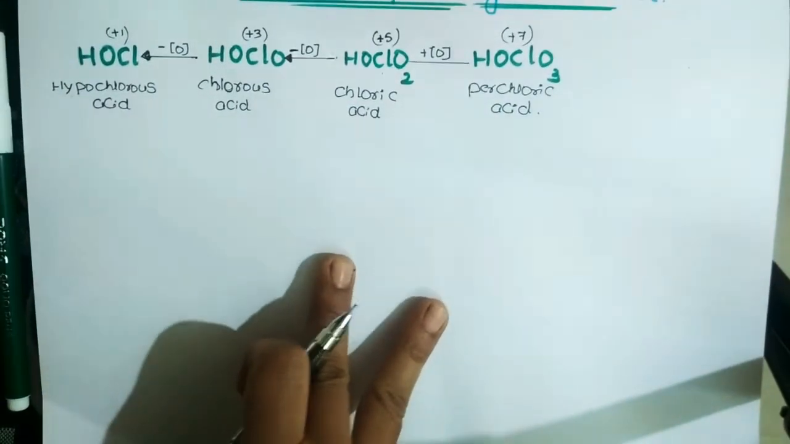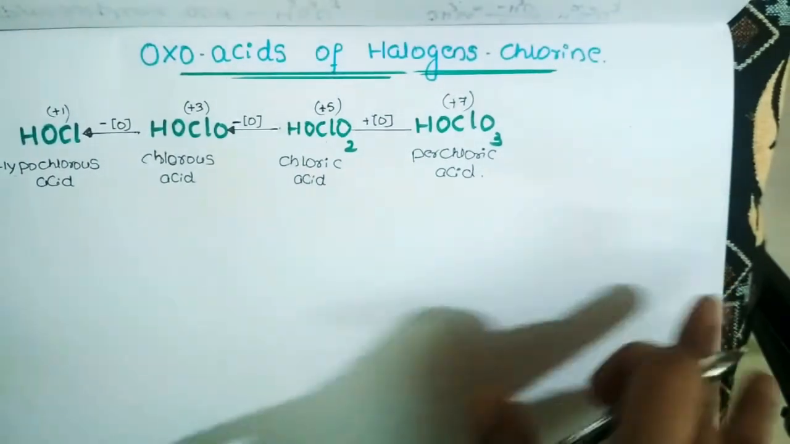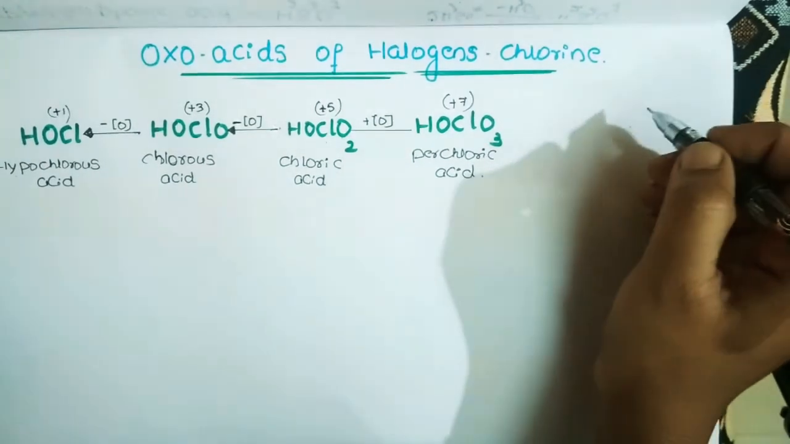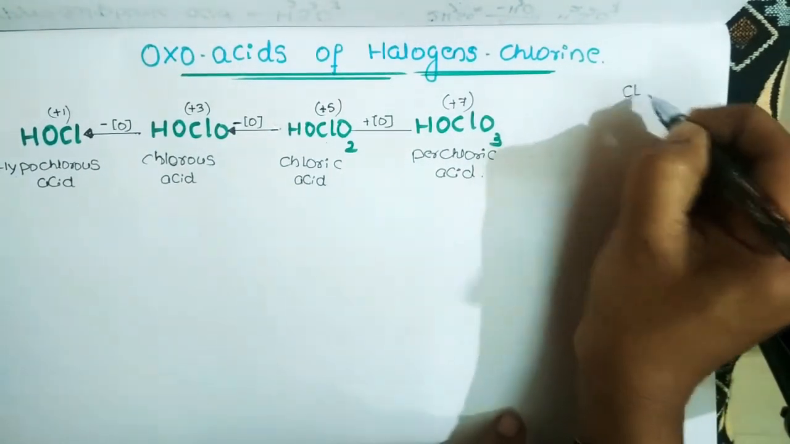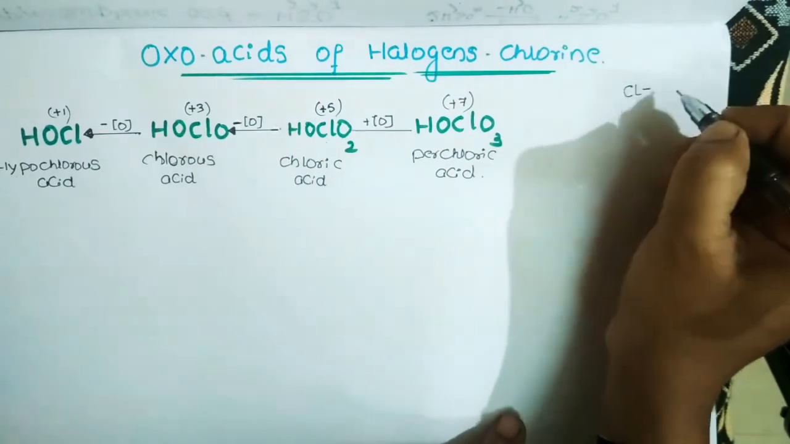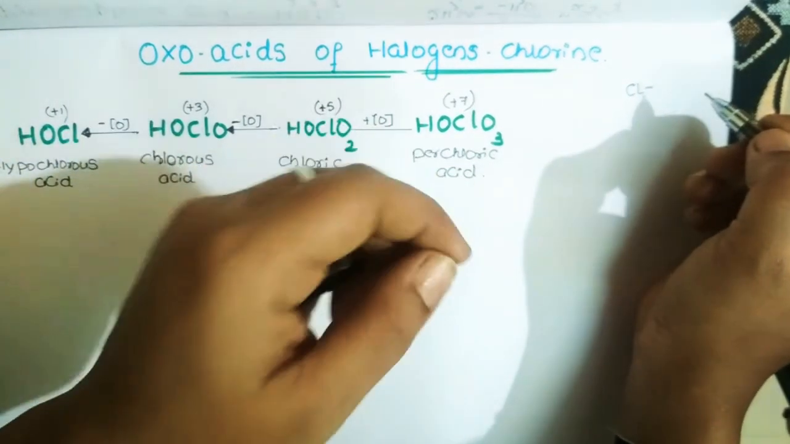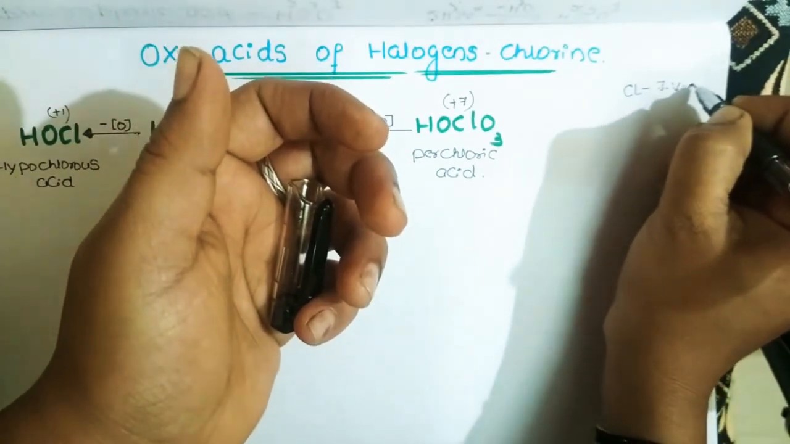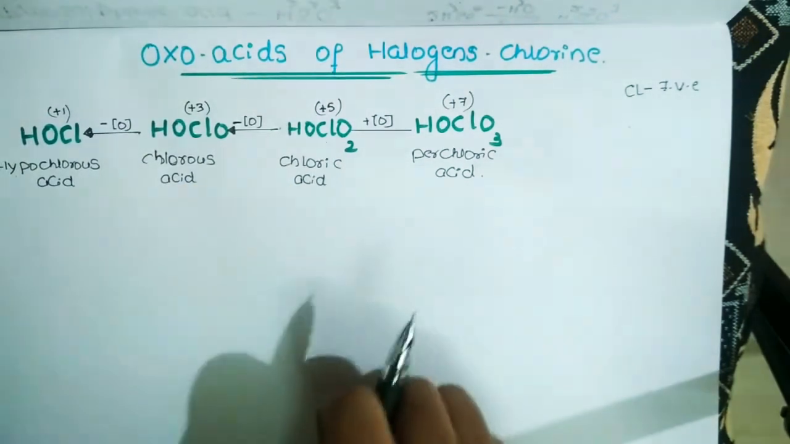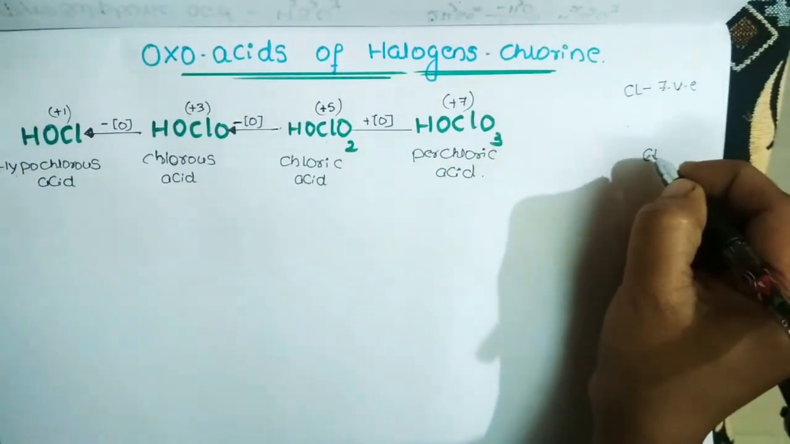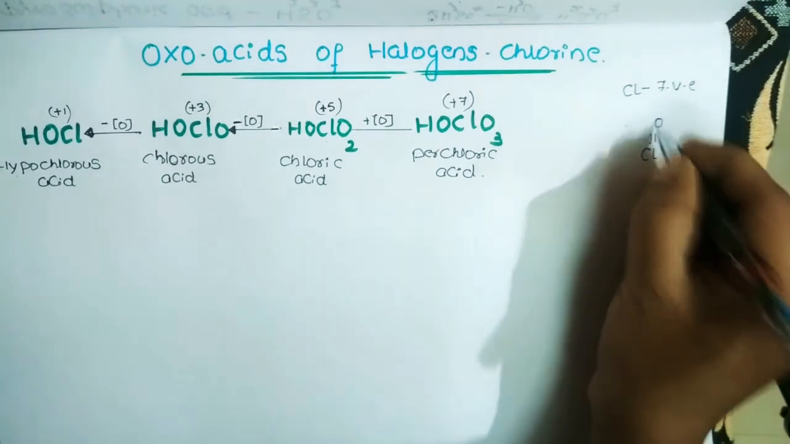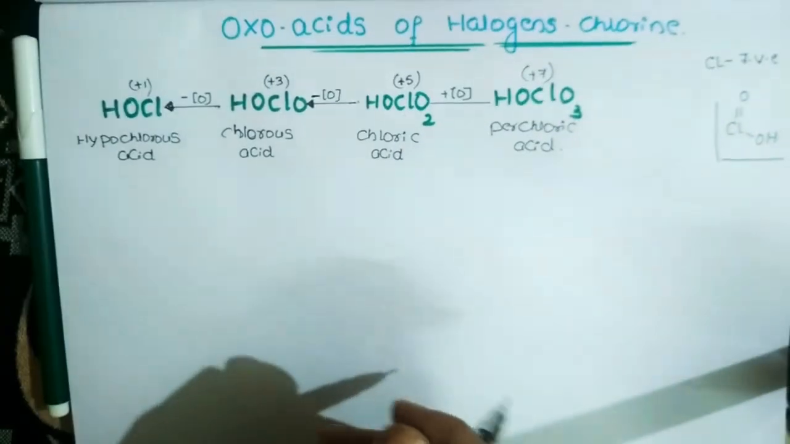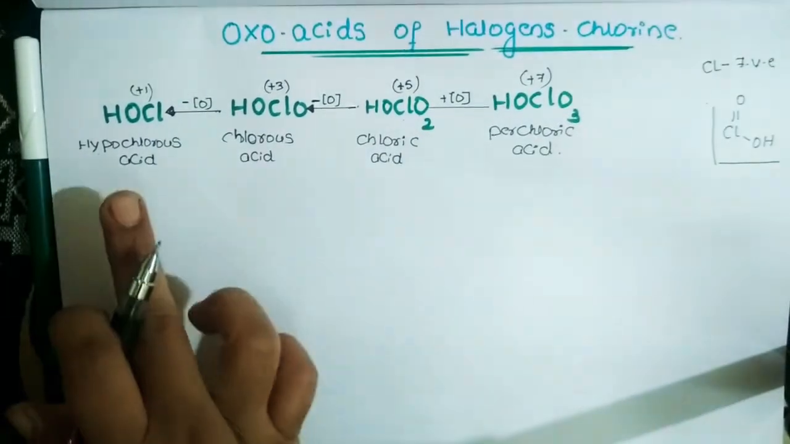Now when it comes to the structure, as I told you, you have to remember one point. Here, the Cl, since it is a group 17 element, as I told, that particular group number will represent its valency electrons. Group 17, so 7 will be the valency electrons. So you have to remember that the central atom will be there, double bond O will be there, OH will be there. This point you have to remember. So let us go with the first one, that is HOCl.